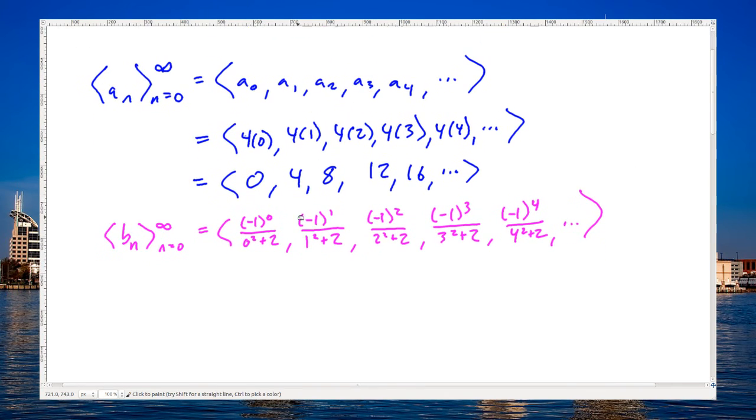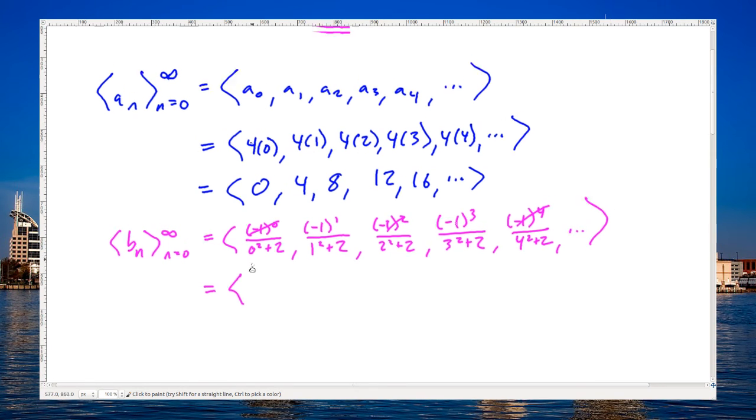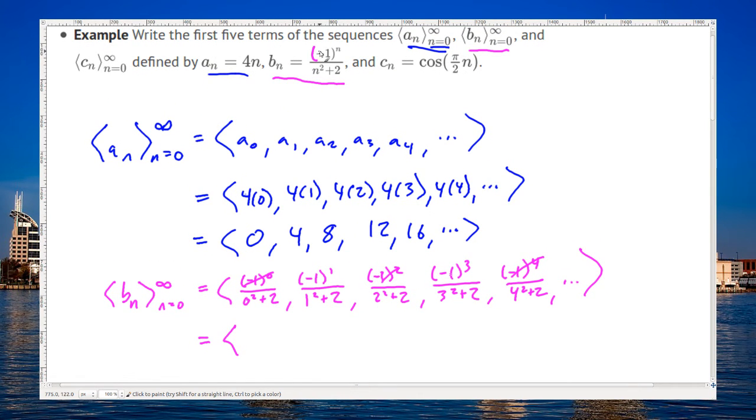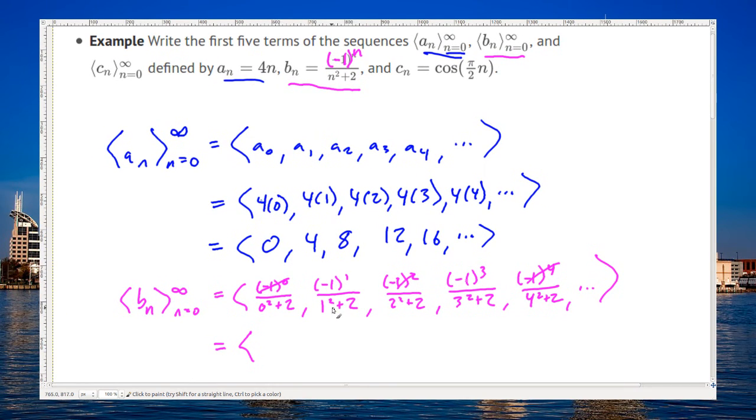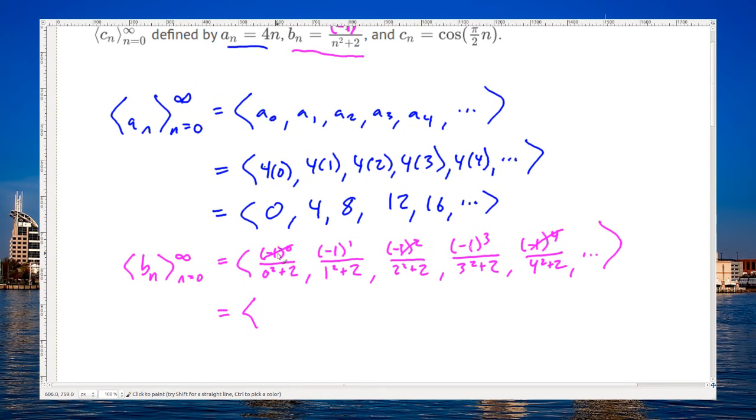All right, let's evaluate each of these. If negative 1 has an even power, it just does nothing. It becomes positive 1. These other ones are going to become negative, though. So we'll have alternating positives and negatives. And let's make a note here that negative 1 to the n thing up here causes alternating positives and negatives. And that's a very common pattern that we see in sequences. All right, let's compute the rest of these numbers.